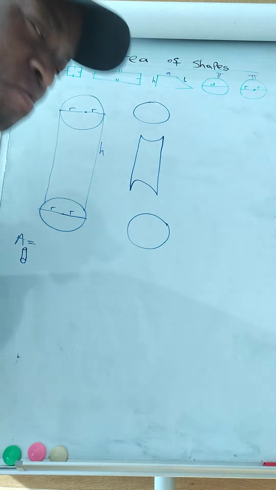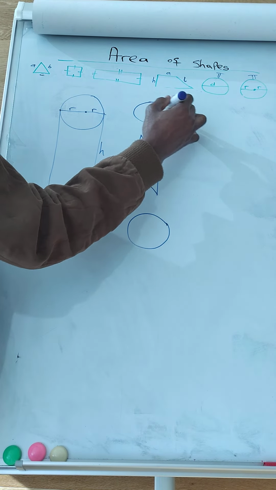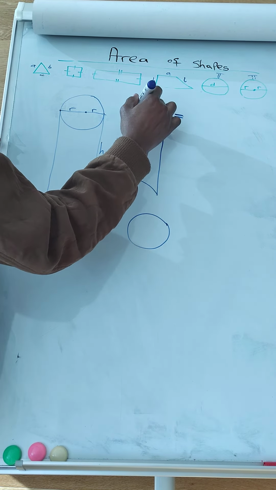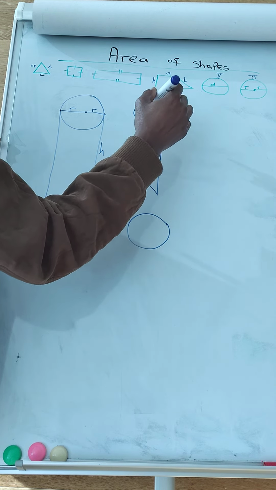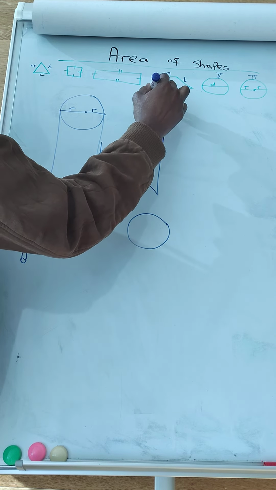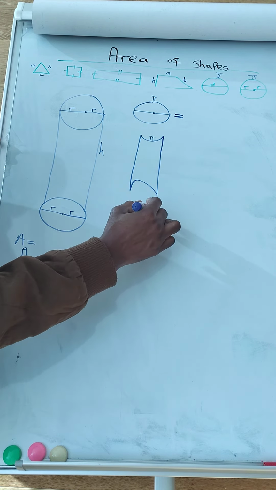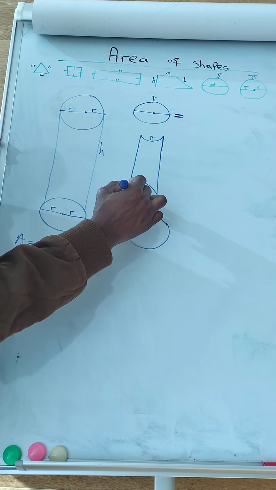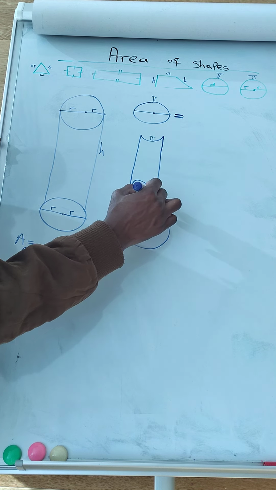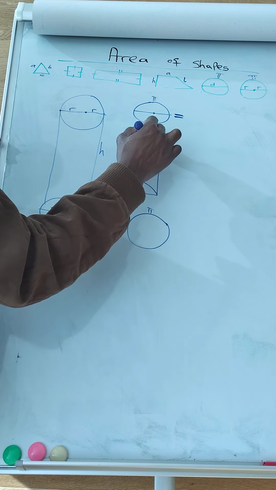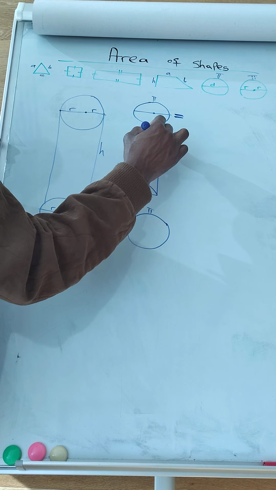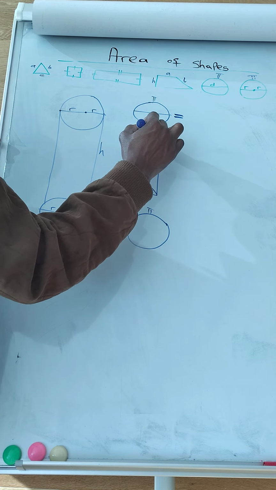Do you get it? Let's go. The area of a circle, don't forget, anything curve has pi. This one also is curve, has pi. This one is curve, has pi. And don't forget, here is R.